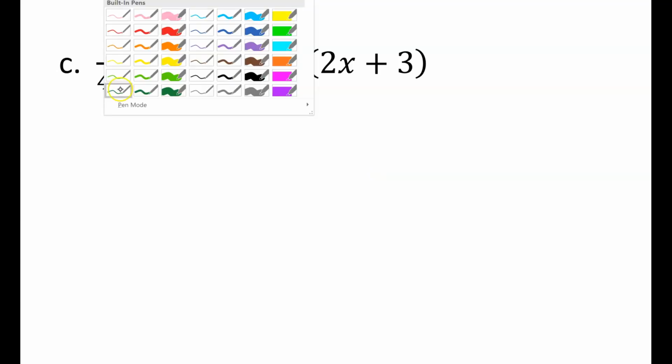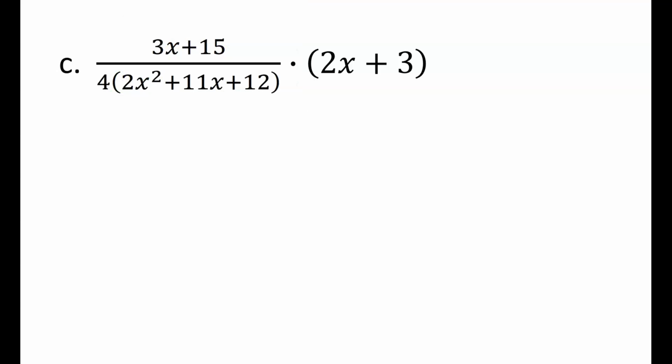Okay, so I've got here 3x plus 15 over 4 times 2x squared plus 11x plus 12 times 2x plus 3. All right, what happens when you are trying to multiply a fraction? Say 3/4 times 2. What do you do? You put it over 1. Exactly. We do the exact same thing with the rational expression. I'm just going to put that over a 1 to start.